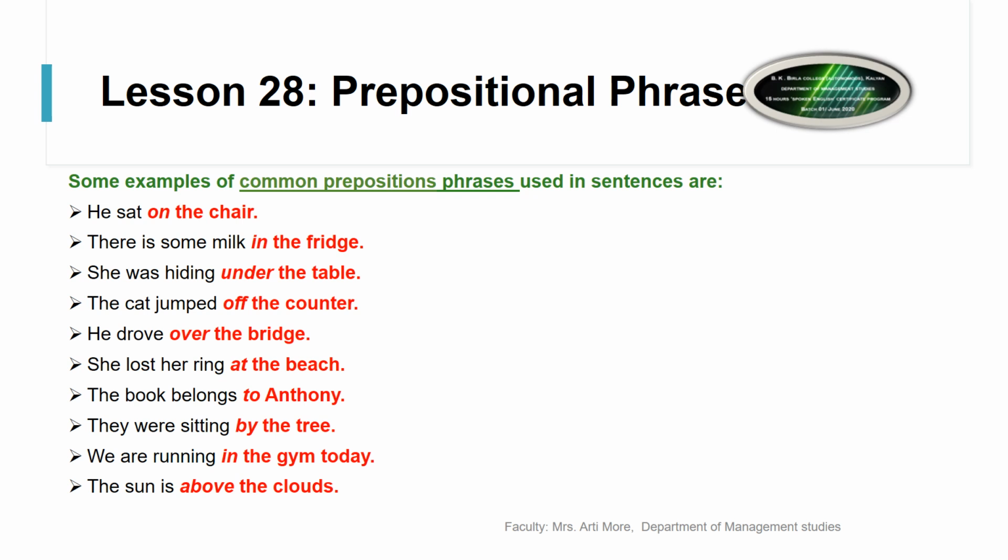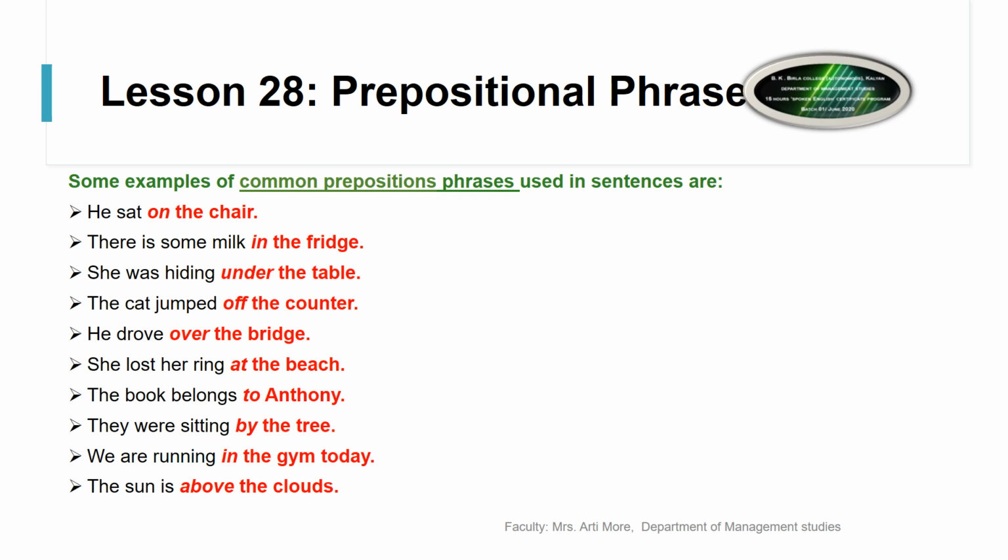So the last, just some few examples of common prepositional phrases used in sentences as a revision. He sat on the chair. On the chair is a prepositional phrase. Then there is some milk in the fridge. In the fridge is a prepositional phrase. She was hiding under the table. Under the table is the prepositional phrase. The cat jumped off the counter. Off the counter is a prepositional phrase. He drove over the bridge. Over the bridge is a prepositional phrase.